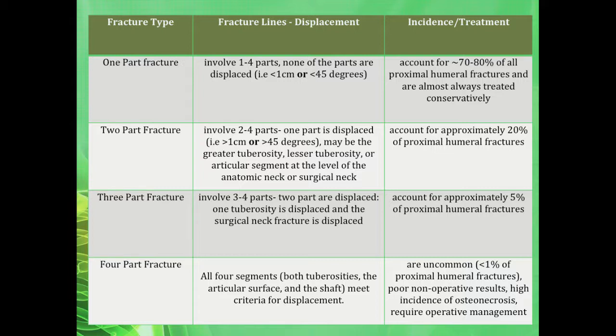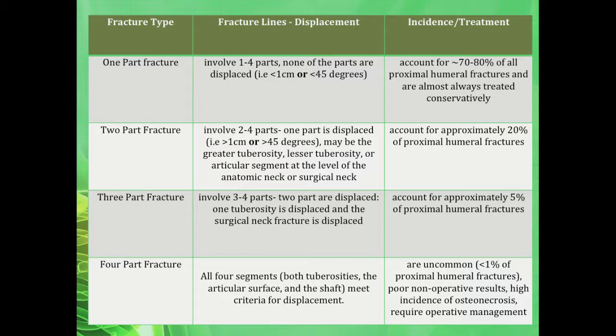So in a 1-part fracture, there's one piece that is fractured, but that one piece is not displaced, meaning it's not moved more than 1 centimeter or angled more than 45 degrees. Now these kinds of fractures, a 1-part fracture, account for roughly 80% of all proximal humeral fractures, and those individuals are most commonly treated conservatively.